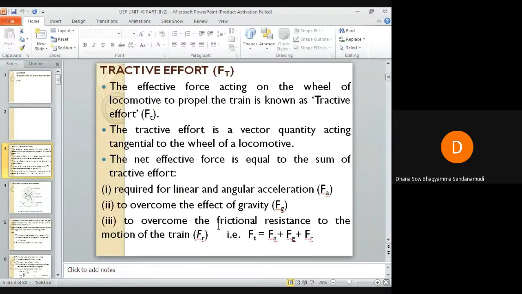So the net tractive effort is the summation of three tractive efforts. One is required for the linear and angular acceleration, let us denote it by Fa. The next one is to overcome the effect of gravity, let us denote it by Fg. The next one is to overcome the frictional resistance to the motion of the train, let us denote it by Fr. So total, this F suffix T, capital T, I will write.